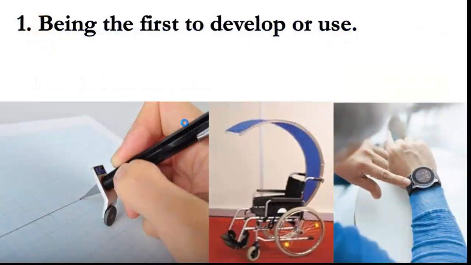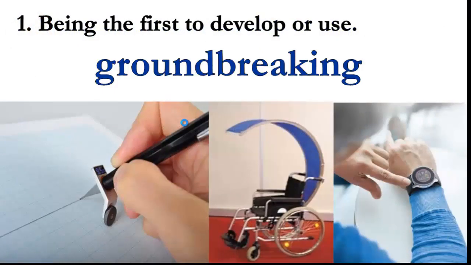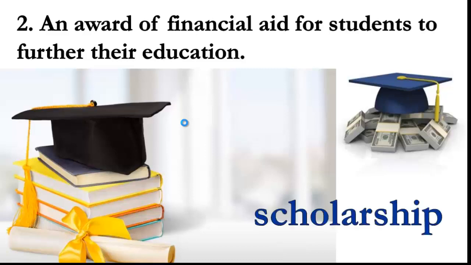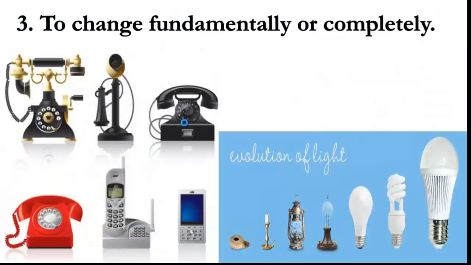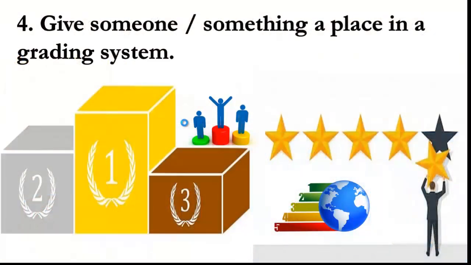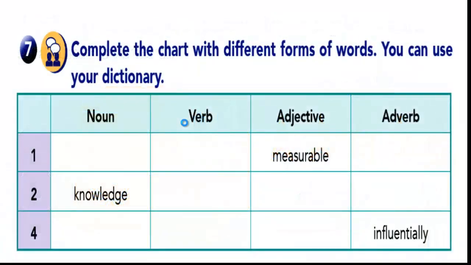Okay. Number 1, being the first to develop or use. Excellent. Groundbreaking. Number 2, financial aid for students to further their education. Scholarship. Excellent. Number 3, to change fundamentally or completely. Revolutionize here. Number 4, to give someone or something a place in a grading system. Rank. Okay.